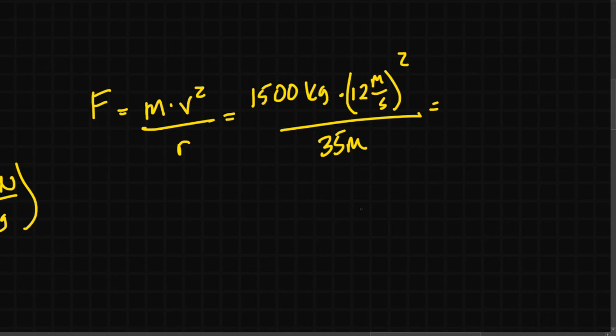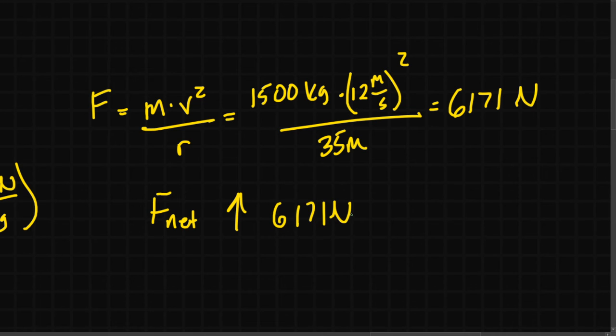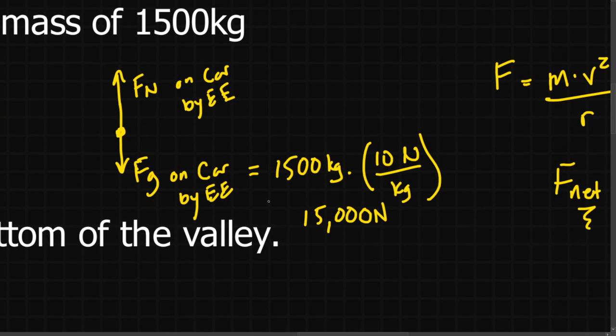1,500 times 12 squared divided by 35 is 6,171 newtons. That means that my net force must be upwards at 6,171 newtons. But that's the net force. That's the amount that needs to be unbalanced. So the normal force needs to be bigger than this 15,000 newtons.